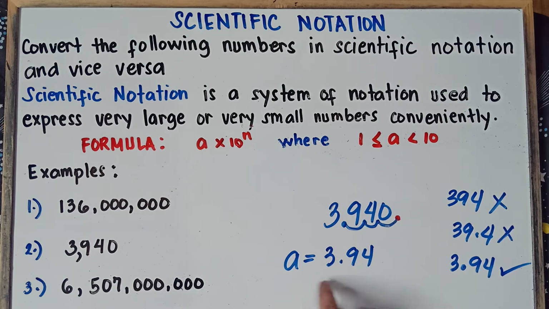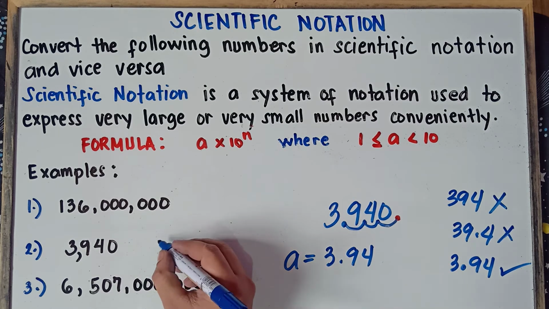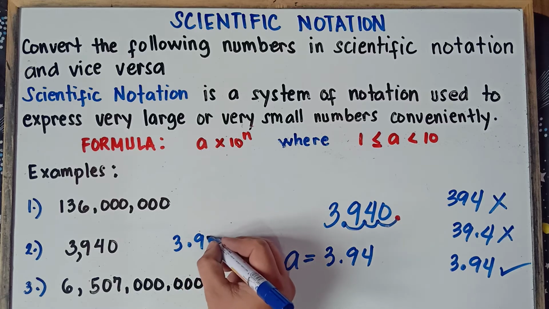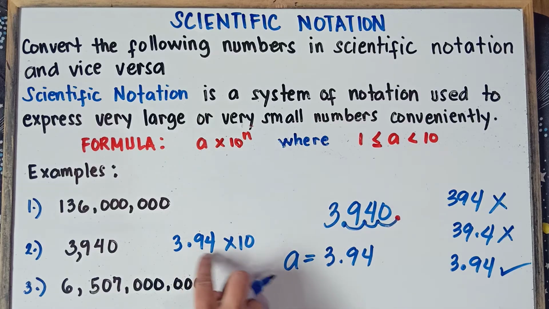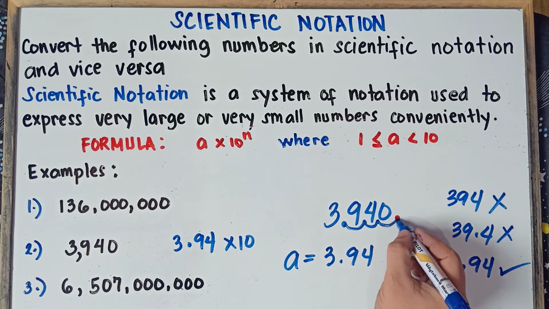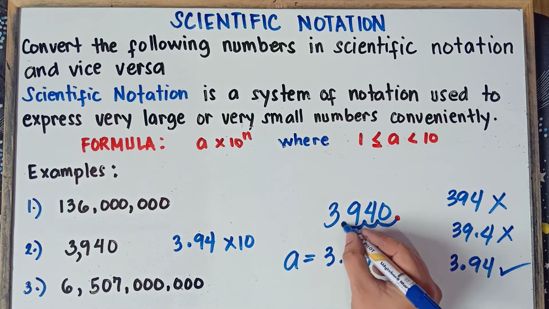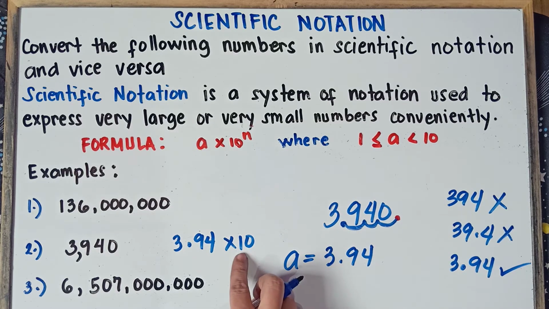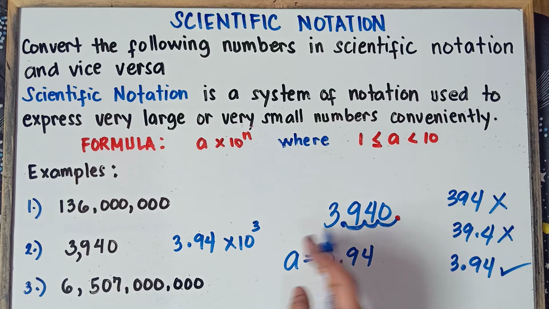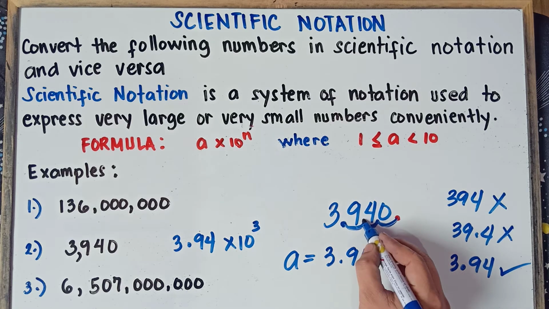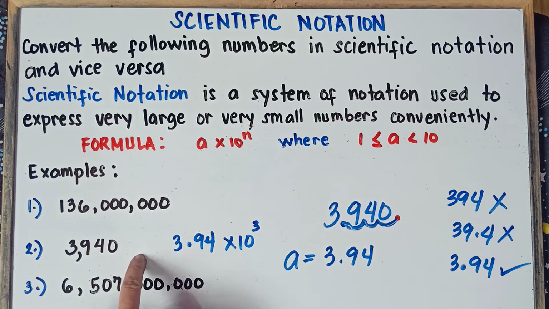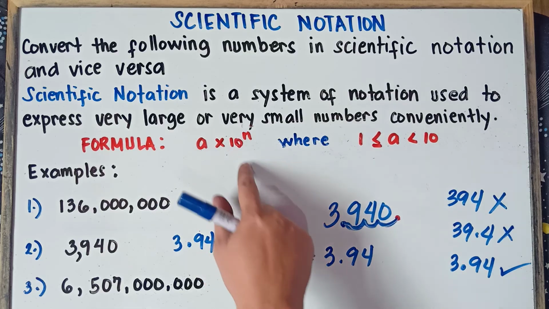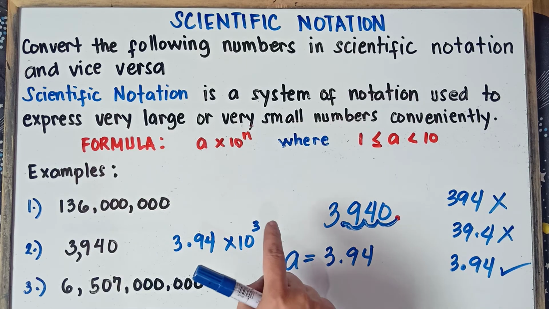Now, once we already have the value of a, our answer is 3.94 times 10. So copy this one, the formula, 3.94, that would be the value of a. So 3.94 times 10. Now our n would be positive 3. So you count the number of places. You move from right to left. 1, 2, 3. So this will be positive 3. Once again, we're dealing with very large numbers, so we convert this one into scientific notation. The value of n should be positive 3.